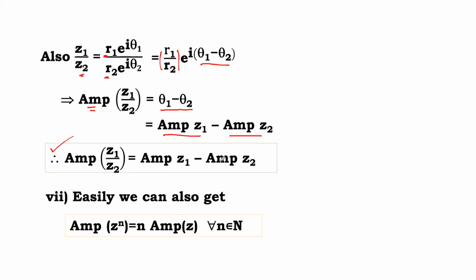So again, we are getting a formula for amplitude of Z1 by Z2 as amplitude of Z1 minus amplitude of Z2. And in general form, we can say amplitude of Z to the power n is n times amplitude of Z, for n belonging to natural numbers. We can also add n pi angle on that, after inverse trigonometry, which we'll understand better.